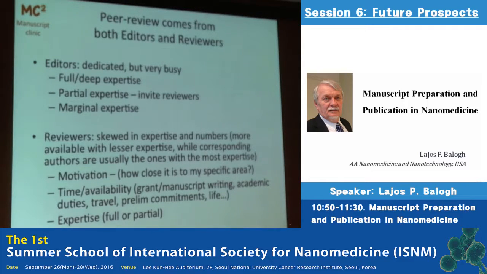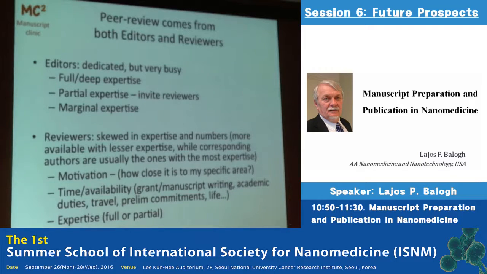So, peer review comes with editors and reviewers. Editors are dedicated but very busy. They have deep expertise and sometimes partial expertise. They invite reviewers. On occasion, they have marginal expertise. They invite more reviewers. And usually the reviewers more available have lesser expertise than the corresponding author, usually the one with the most expertise, the guy who did the lion's share of the research. So that's one of the reasons for being unsatisfied. Although we do everything in our power not to have two postdocs review a research director's paper.